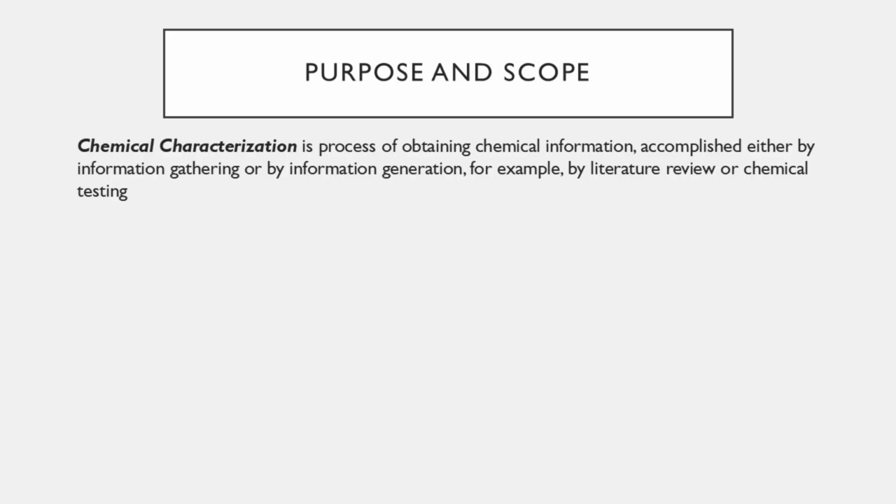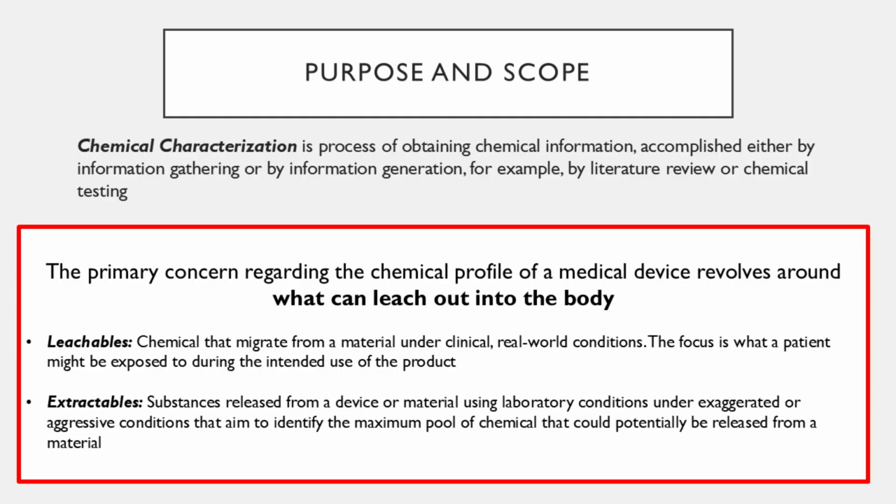Now, chemical characterization is the process of obtaining chemical information accomplished either by information gathering or by information generation through testing and perhaps literature reviews or certain benchtop tests. And it revolves around the primary concern of the chemical profile from a medical device that can leach out into the body. I've said it before, no one cares what's inside the medical device unless it has the potential to get out into the body.